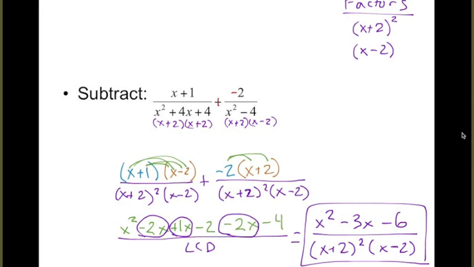Why don't we FOIL the denominator? We could, but it won't do anything to help us simplify it all. So we just leave it. We leave the top unfactored and we leave the bottom factored, as switching either one of them won't help us.